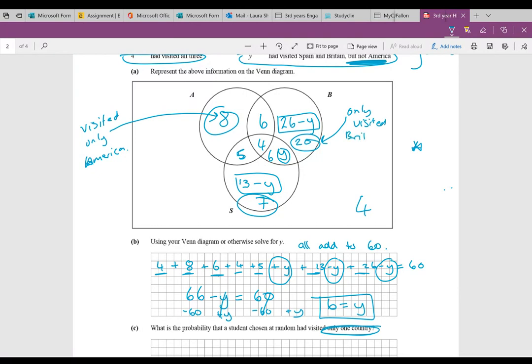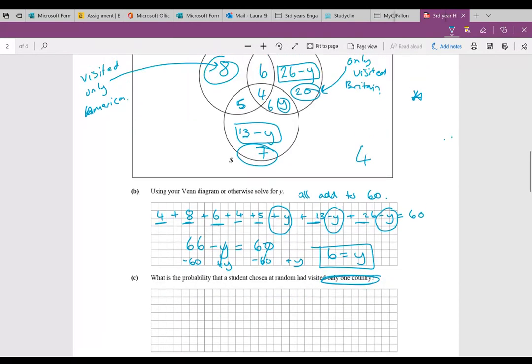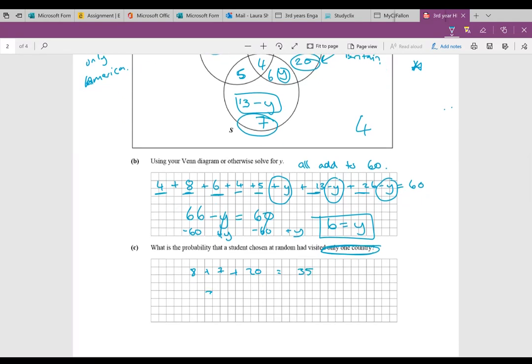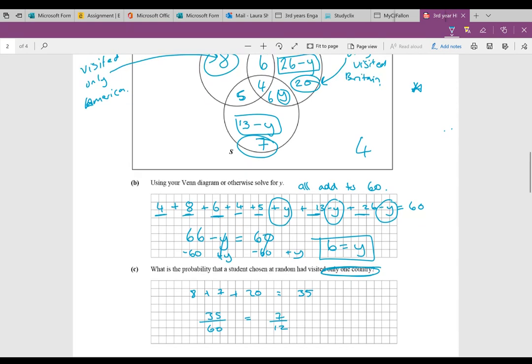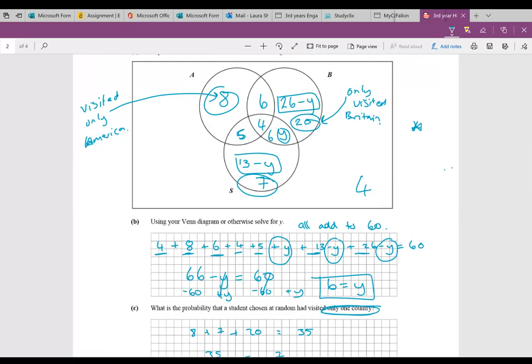Okay. So I have a total number of people, first of all, 8 plus 7 plus 20. Total number of people that visited only one country. That is 35 people. And to make it a probability, I put it over the total, 35 over 60. Okay, and it's good practice with probability to get it down to simplest form, which is 7 over 12. Okay, those Venn diagram questions, make sure you can do them. Make sure you can fill out your Venn diagram. Make sure you can solve it for unknowns, and make sure you can read information carefully.